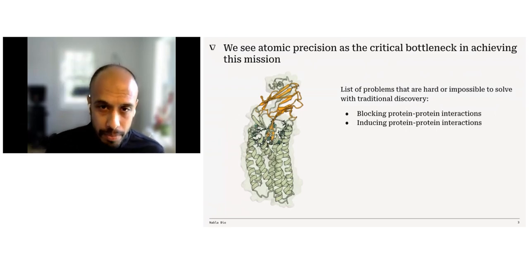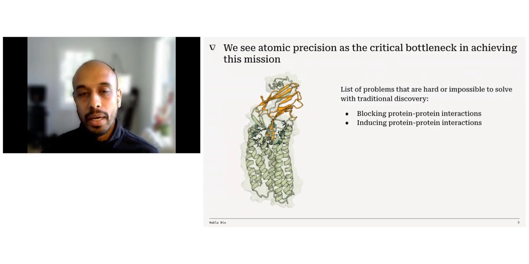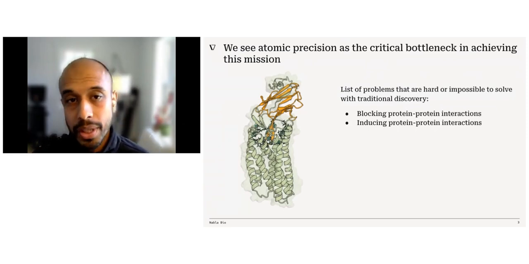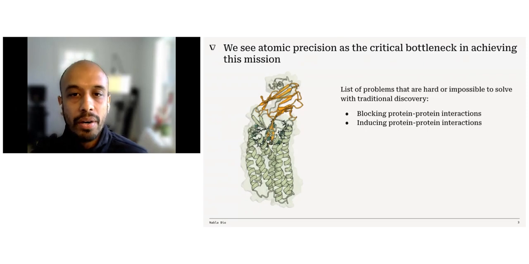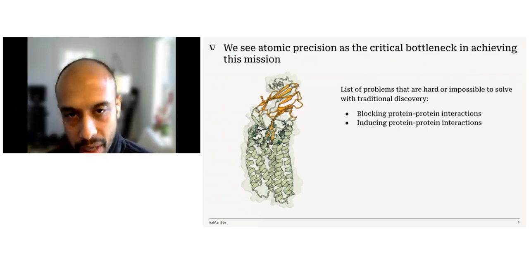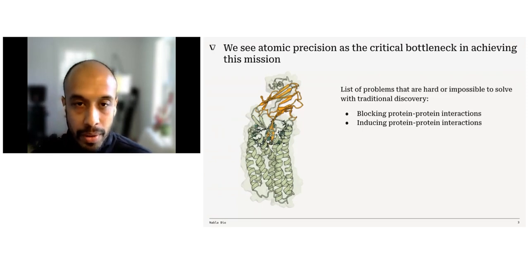So one of the key bottlenecks we see in allowing us to achieve this mission is atomic precision. So we believe epitope-specific design is going to be a huge unlock in drugging difficult targets and pathways. Probably don't need to explain this too heavily to this audience, but some examples of problems that are hard or challenging to solve with traditional discovery are ones where we need a high degree of atomic precision or epitope specificity to achieve the therapeutic effect we care about.